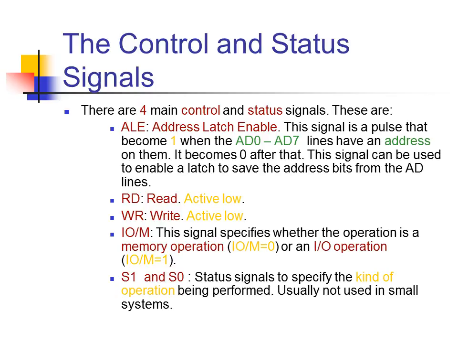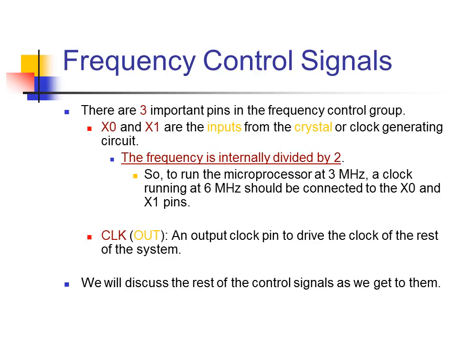Next, IO/M bar. This pin is used to select the IO or memory, internal or external memory. This signal specifies whether the operation is a memory operation or IO operation. When IO/M bar is equal to 0, it is a memory operation. When IO/M bar is equal to 1, it is an IO operation. S1 and S0 are the status signals to specify the kind of operation being performed. Generally, they are not used in systems.